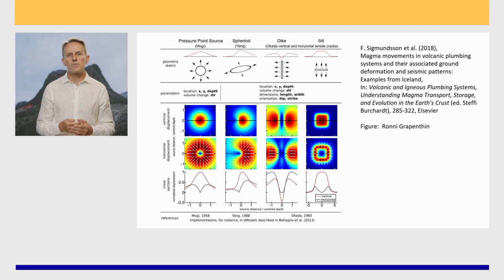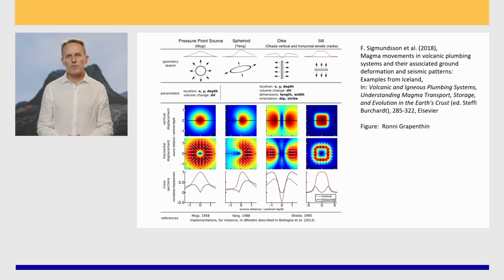The 4 types of sources considered are the Mogi source, a more general spheroid source, and then dikes and sills. In all cases, these are so-called analytical models, meaning that the surface deformation field can be written explicitly using mathematical formulas. These formulas are, however, very complicated except for the Mogi source.